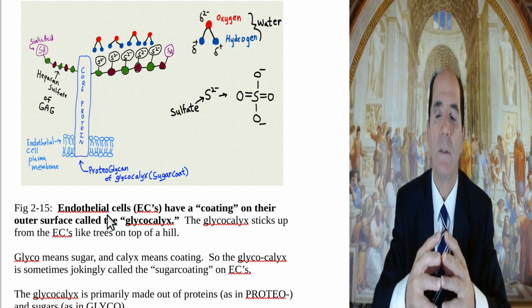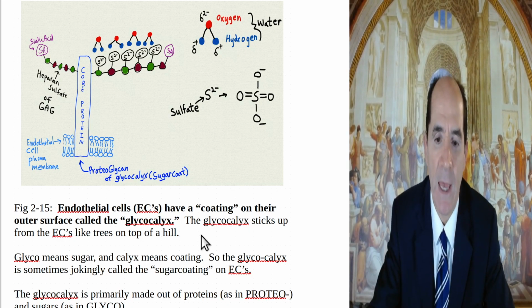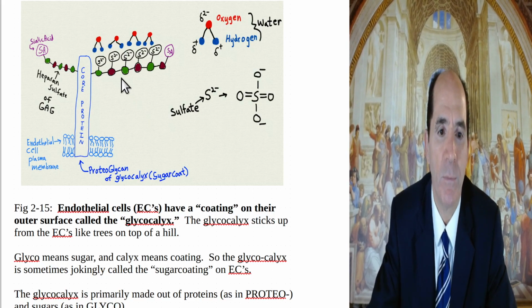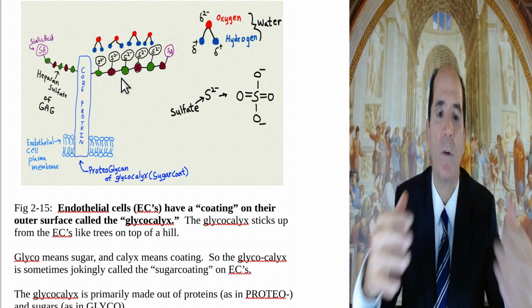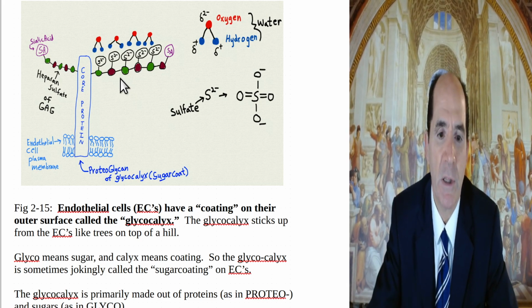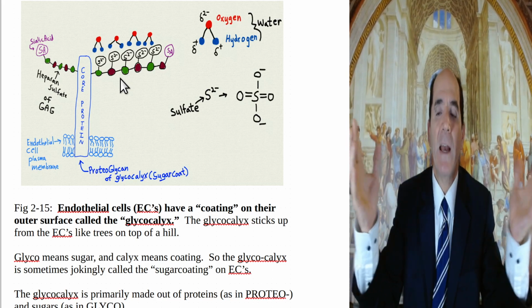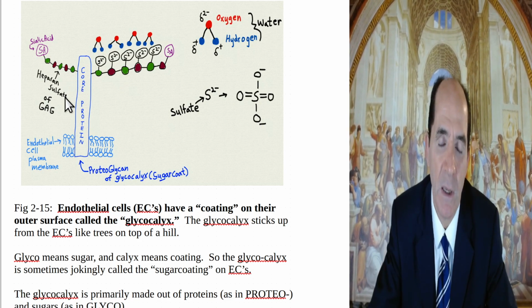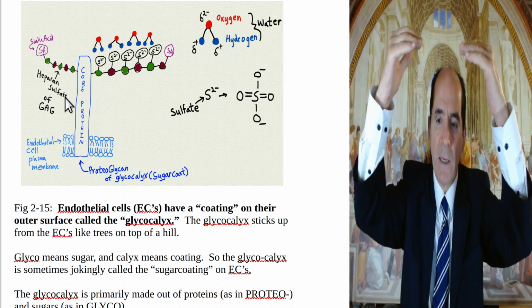The coating around the cell is called the glycocalyx. Glyco means sugar, calyx means coating, so sugar coating. And it's called that because one of the components of the outer surface of the cell is what's called repeating disaccharides, units of sugars. And a typical one is heparan sulfate. What it's all about is generating a negative charge.